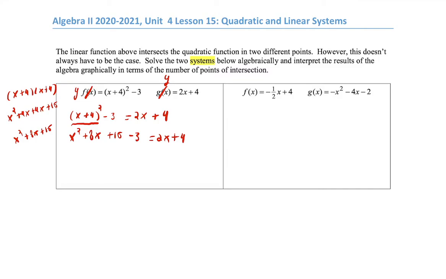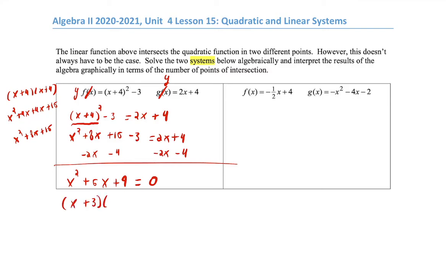A lot going on here, but if we take 2x away from both sides, and we take 4 away from both sides, what we're going to be left with here is x squared plus 6x. We'll have 16 minus 3 is 13, minus 4 is plus 9 is equal to 0. And so when you factor this, you get x plus 3 times x plus 3 equals 0.